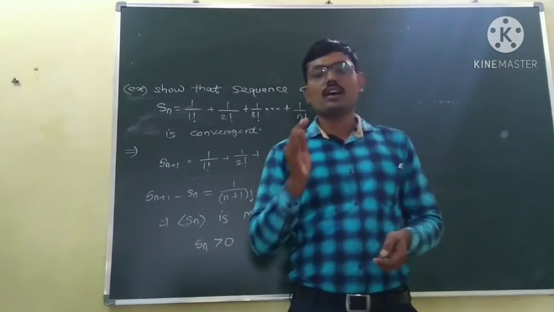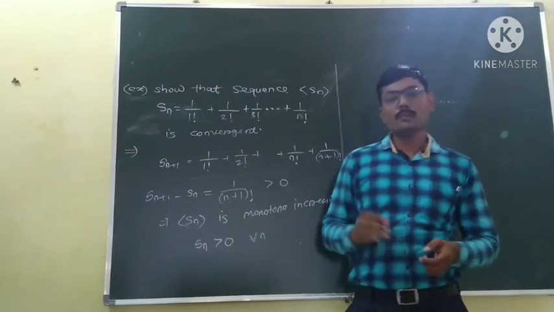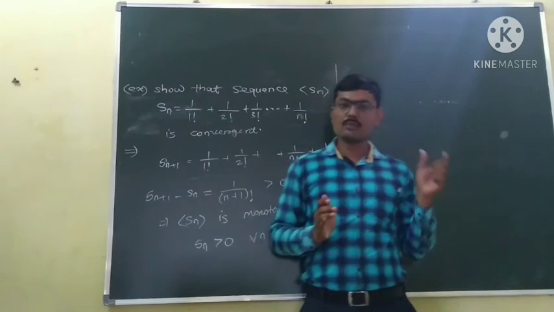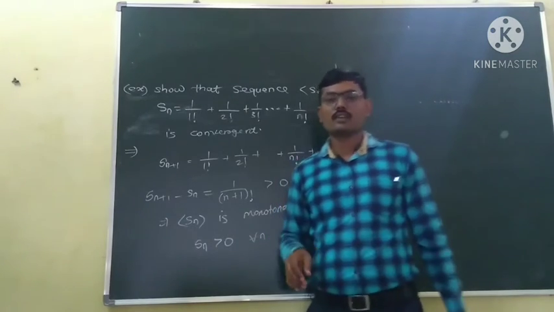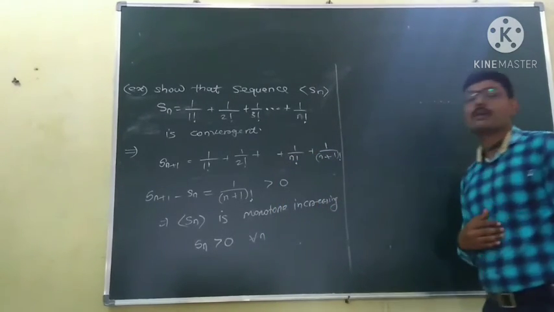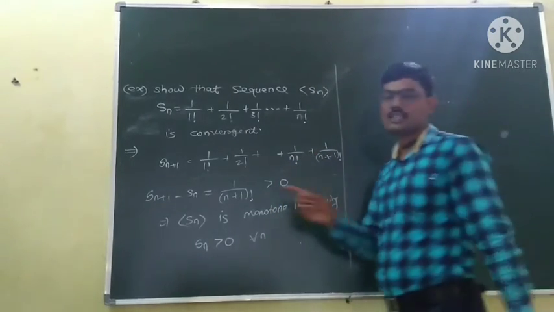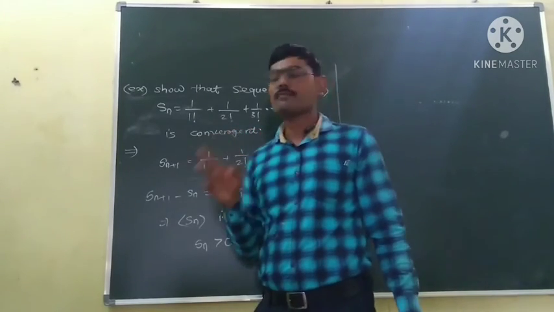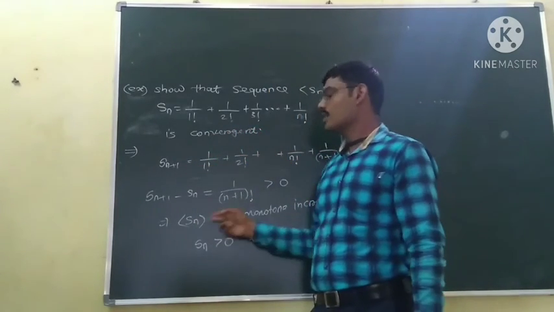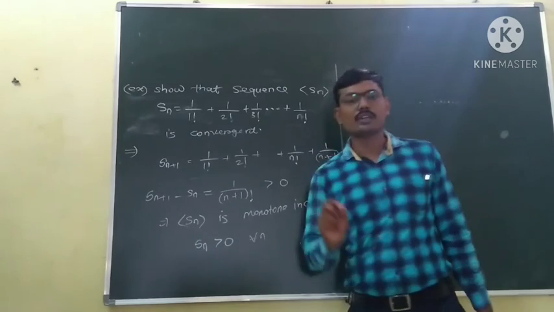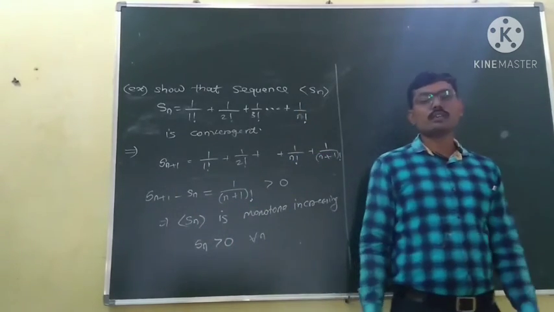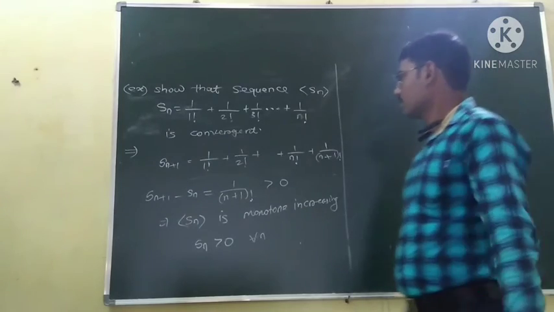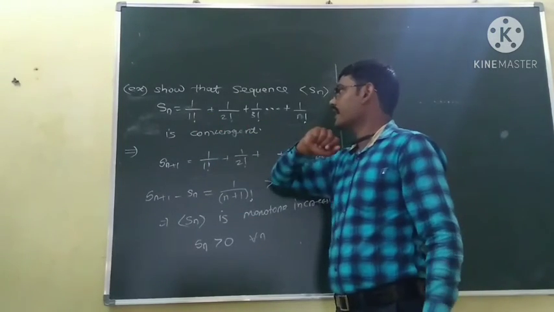Now we have to find the upper bound of the sequence. If we get an upper bound, the sequence is bounded below and bounded above, so we can say the sequence is bounded. So we will find the upper bound of the sequence. If we get it, the sequence is convergent. Why? Because in that case the sequence is monotone increasing plus bounded. So by the monotone convergence theorem, the sequence will be convergent. So this is our Sn.